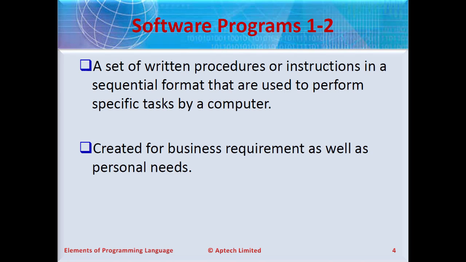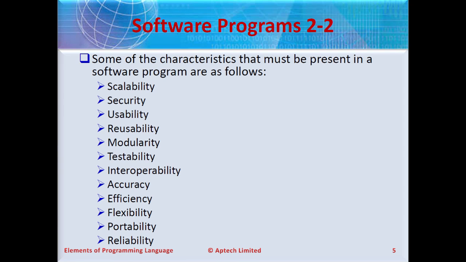Let's look at software programs. A software program is a set of written procedures or instructions in a sequential format that are used to perform a specific task by a computer. These are usually created for business requirements as well as personal needs.